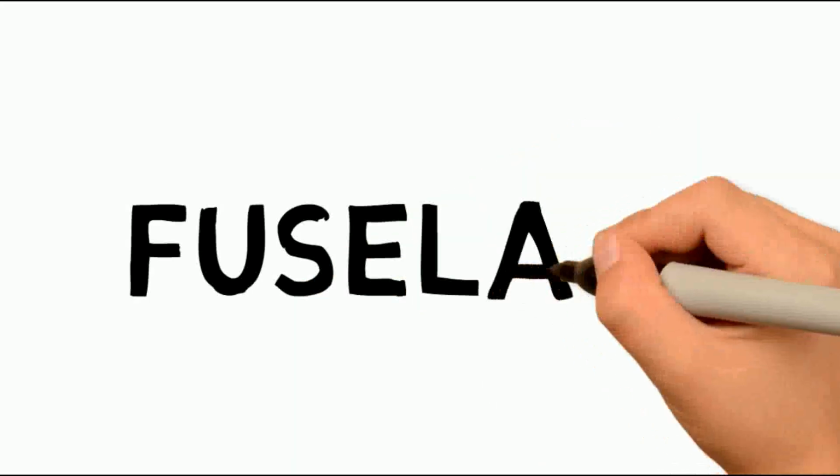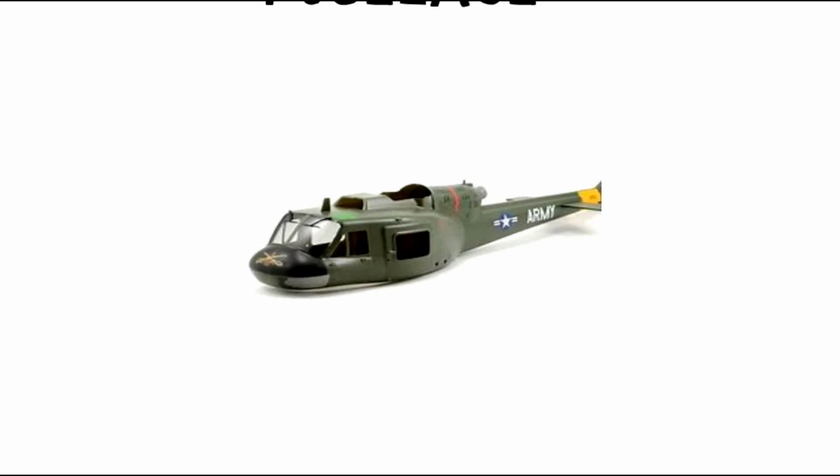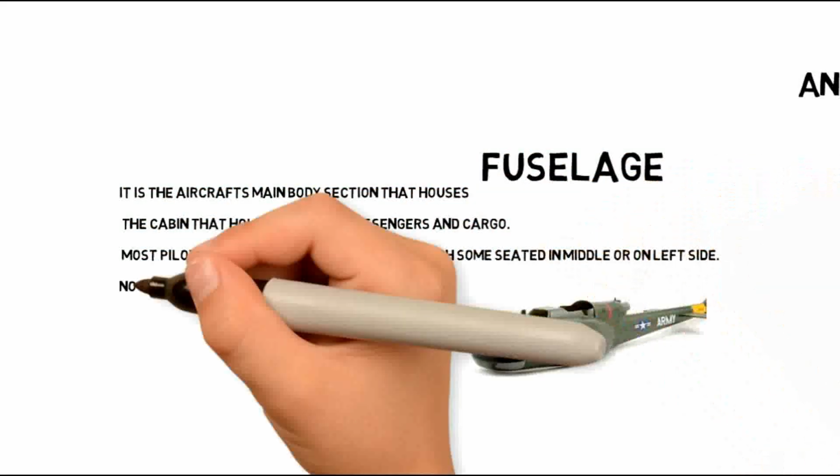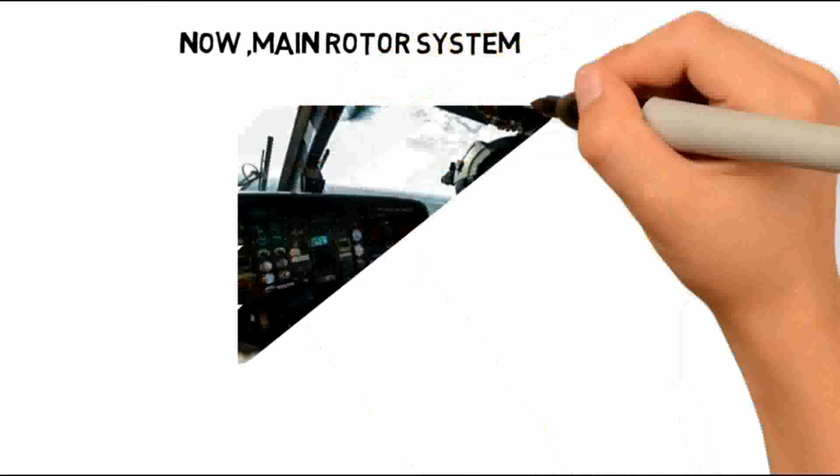Now, beginning with the fuselage. The fuselage is the aircraft's main body section that houses the cabin that holds the crew, passengers and cargo. Most pilots are seated on the right side, although some are seated in the middle or on the left side.